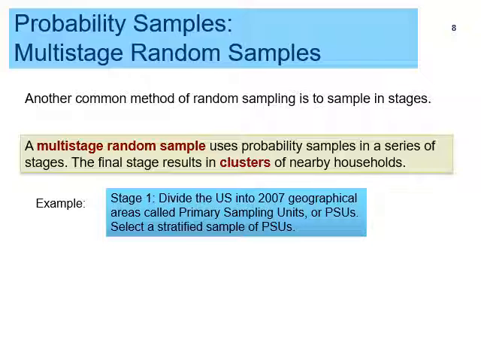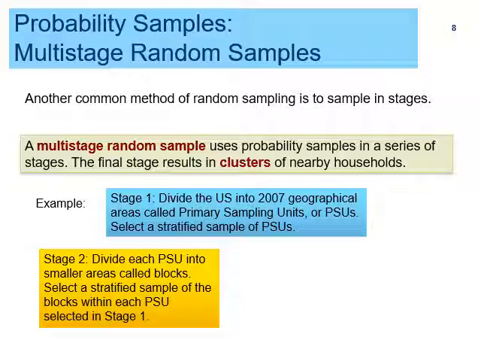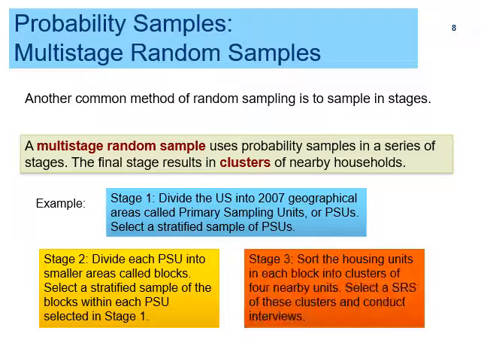Let's give an example. Divide the US into 2007 geographical areas called primary sampling units, or PSUs. Select a stratified sample of PSUs and divide each PSU into smaller areas called blocks. Select a stratified sample of the blocks within each PSU selected in stage 1. And in stage 3, sort the housing units in each block into clusters of 4 nearby units. Select an SRS of these clusters and conduct interviews.